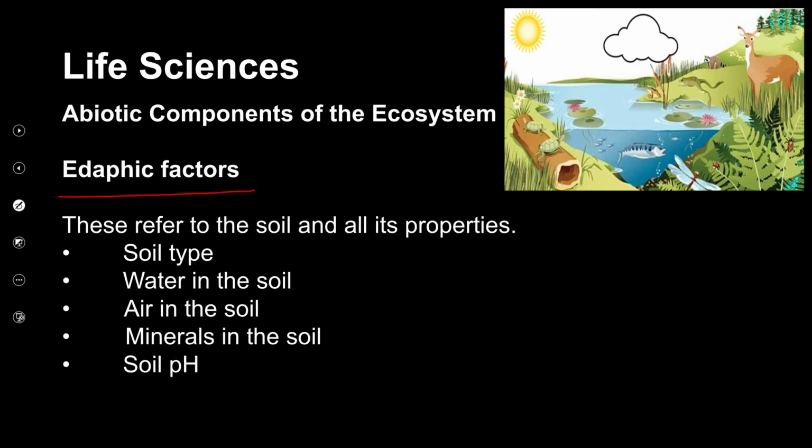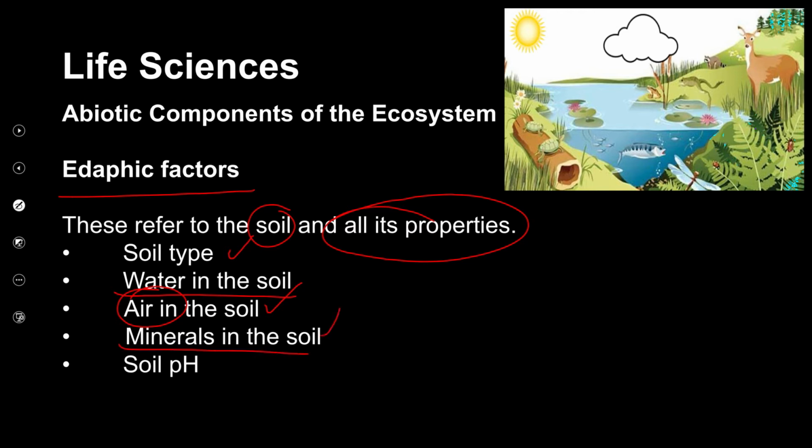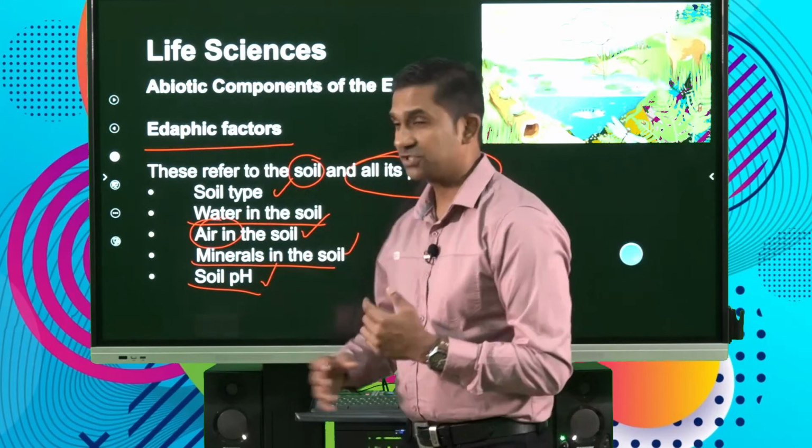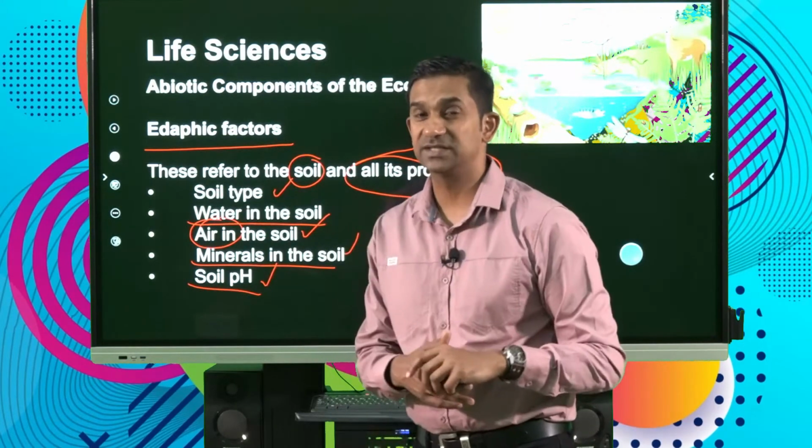When we talk of the edaphic factors, we refer to those factors that are in the soil and all its properties. So the type of soil, we will discuss that, as different types of soils support different life forms. The water content in the soil, its ability to hold water, along with the air available in the soil for the growth of plants as well as the sustaining of other life forms, the minerals in the soil as well as the pH of the soil. So these are the edaphic factors, or factors that are a result of the type of soil and the amount of nutrients and pH of the soil. These in turn also influence the living forms.